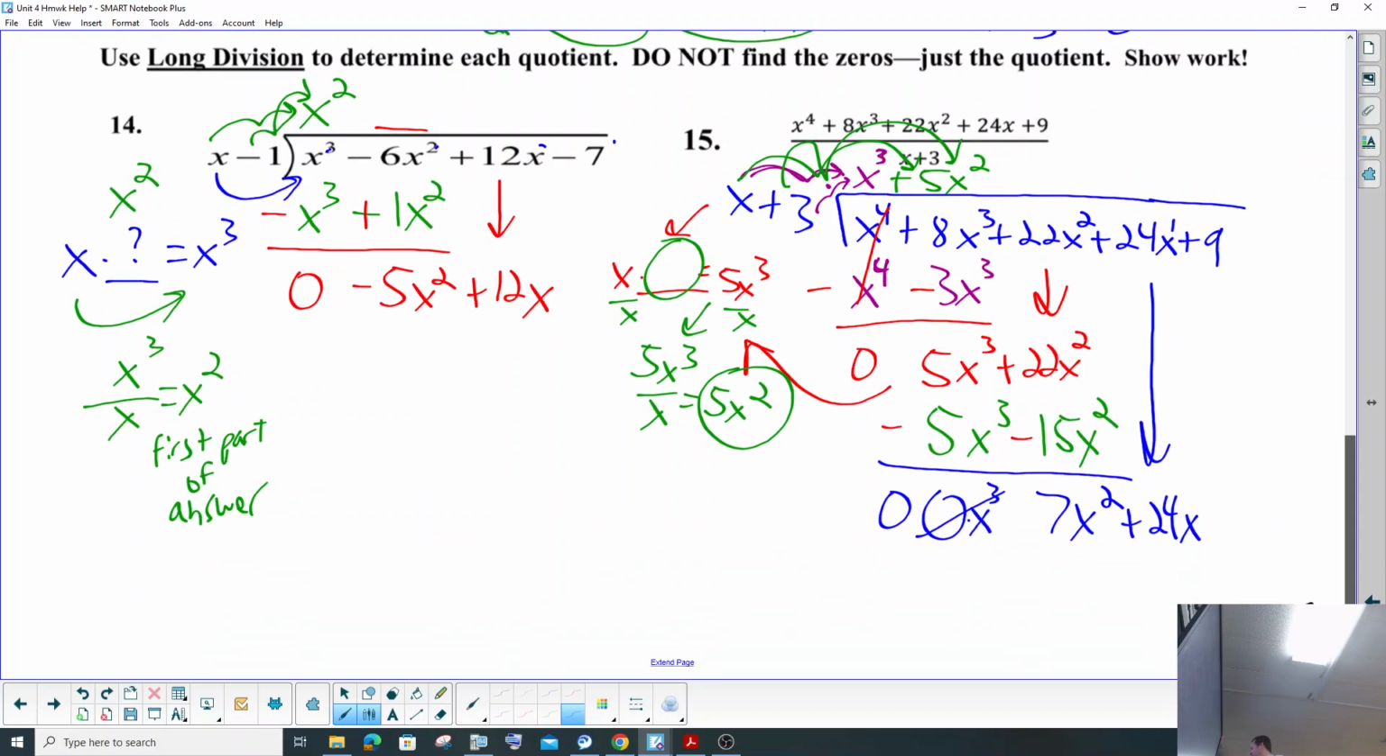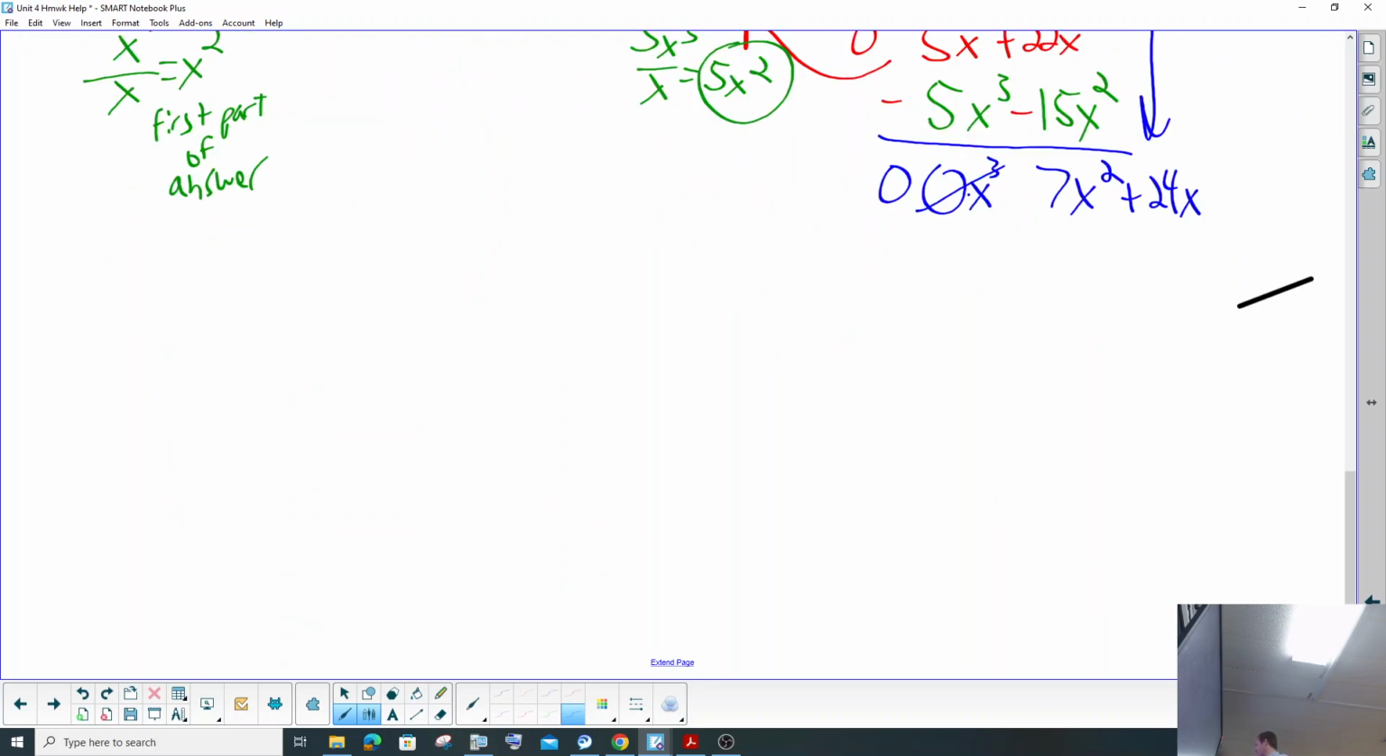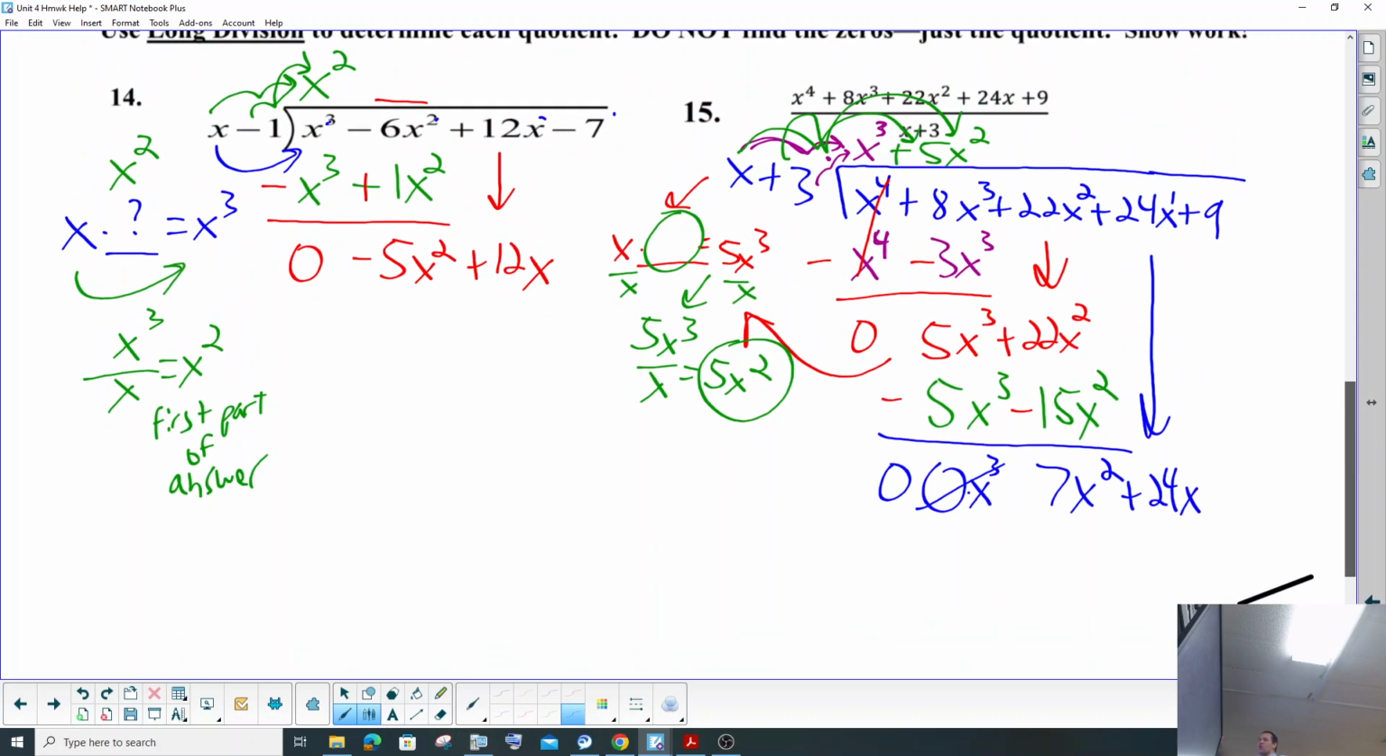Okay, we only got to do it 2 more times. Hang in there. Is there enough room on your paper? So we only have to do it 2 more times, right? That's why there's so much room on your paper.